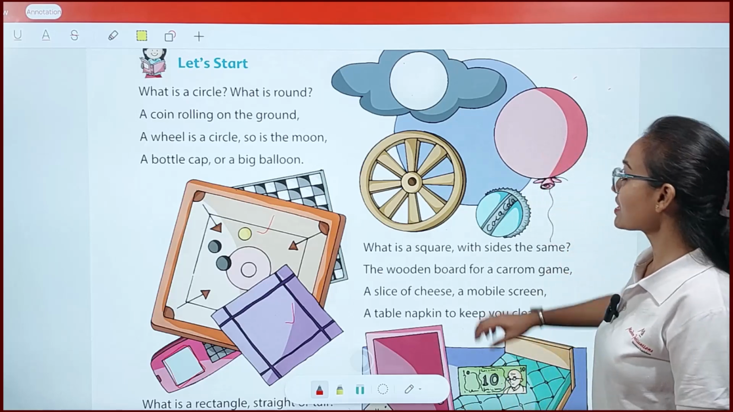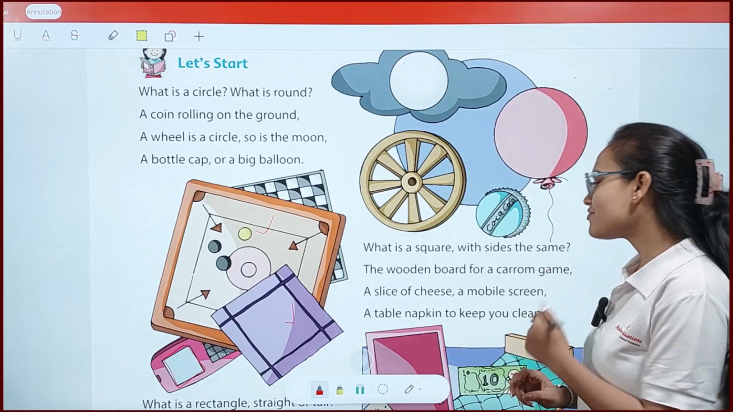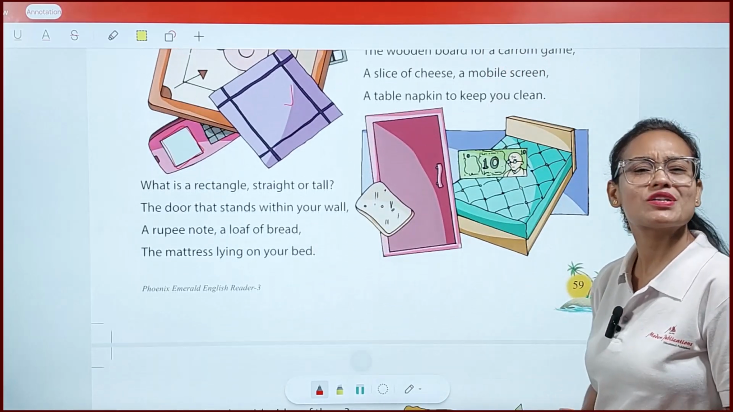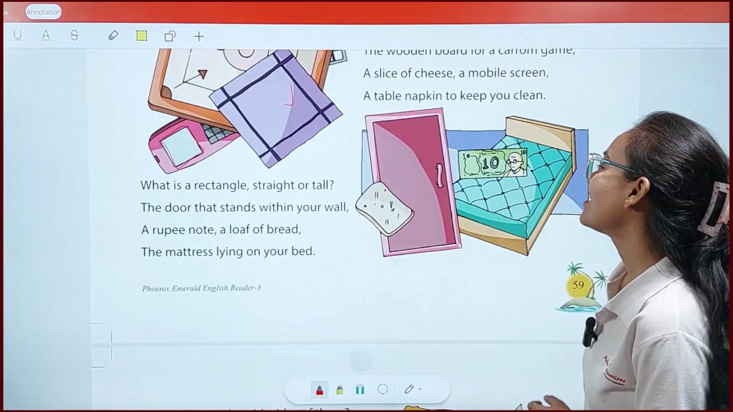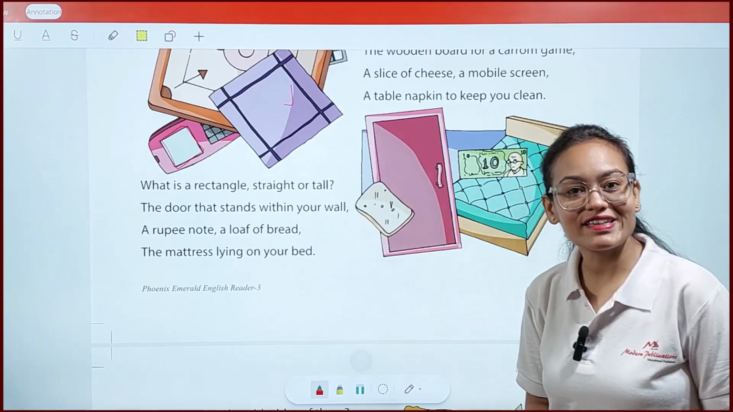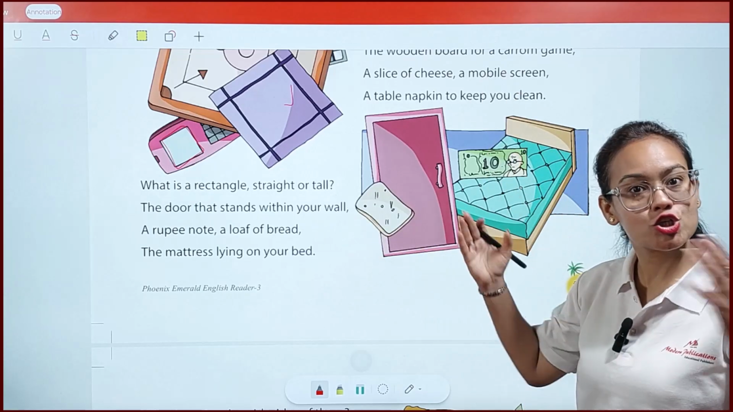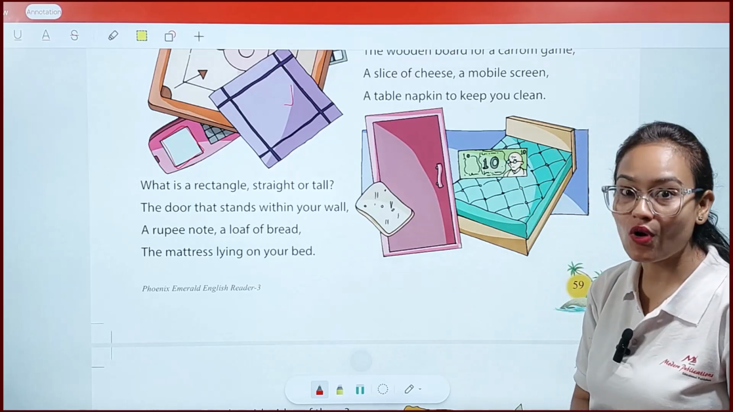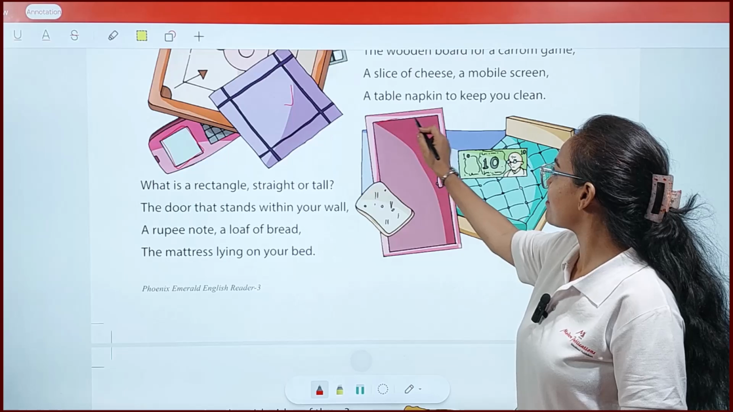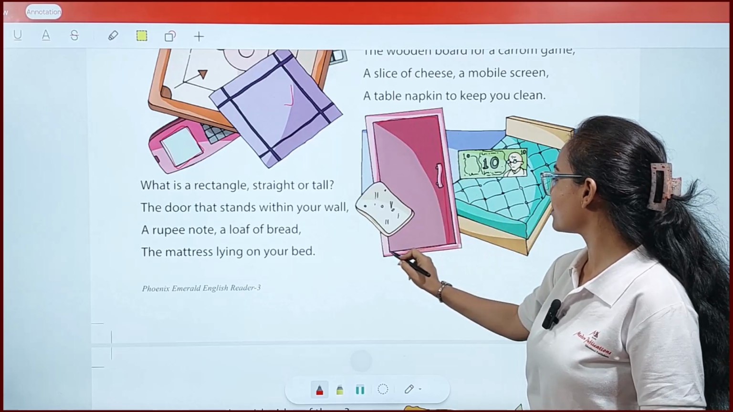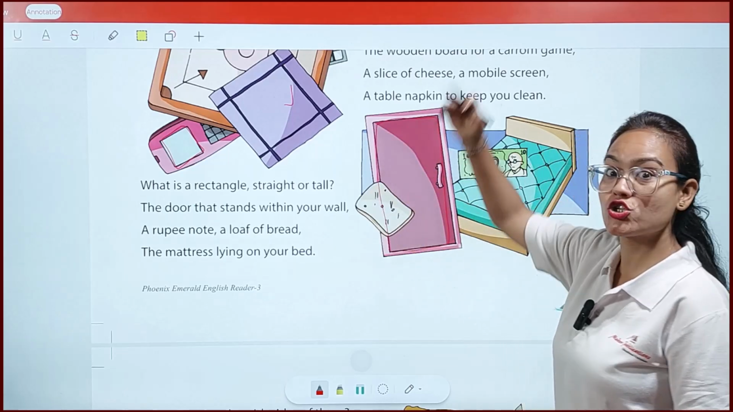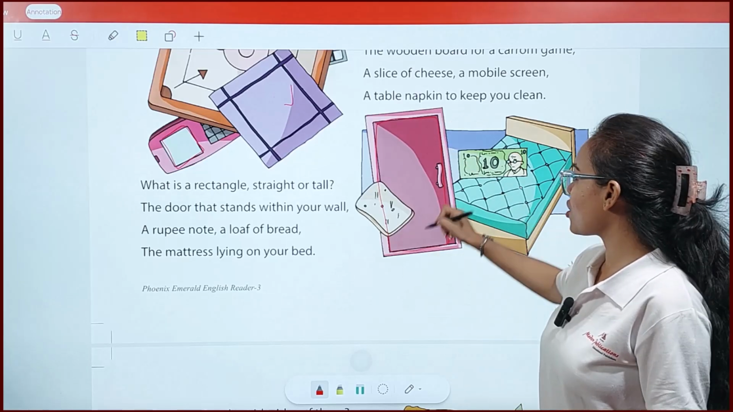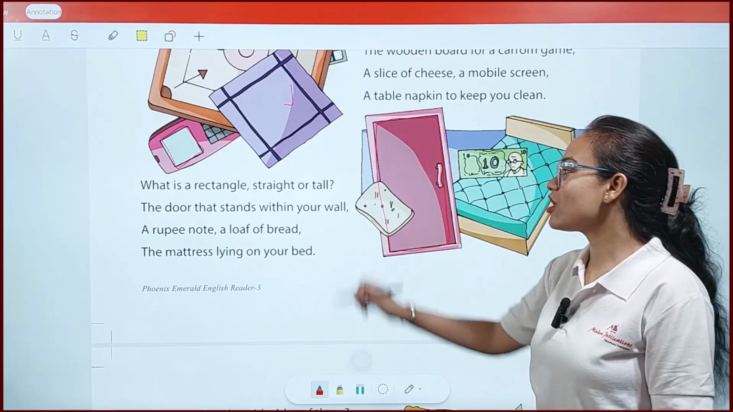After circle and after square, we are going to discuss rectangle. Now, what is the meaning of rectangle? Let's have a look. Rectangle means straight and tall. The door that stands within your wall. Here you can see the example of rectangle is our door. Our doors are tall and straight. So this is an example of rectangle.